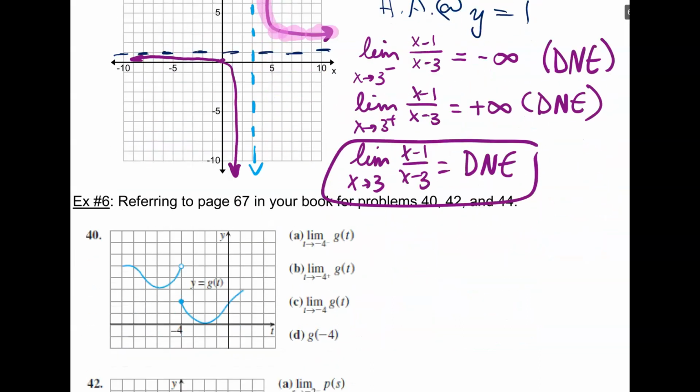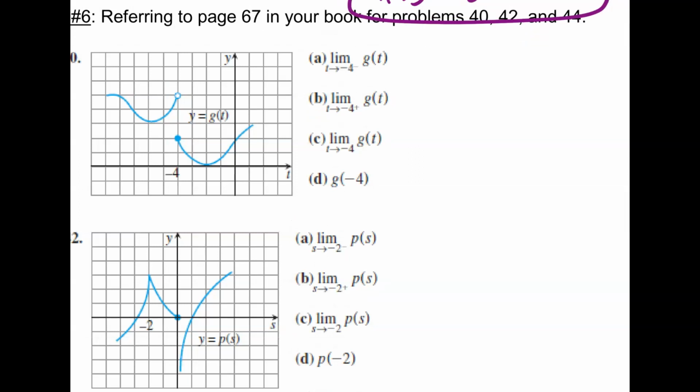Okay. Now this is from like page 67 in your book or so. Problems 40, 42, 44. Let's go through these. I'm just gonna call on people. Let's try to get through this. But if you have a question, make sure you raise your hand, because I bet you will not be the only person who doesn't understand.